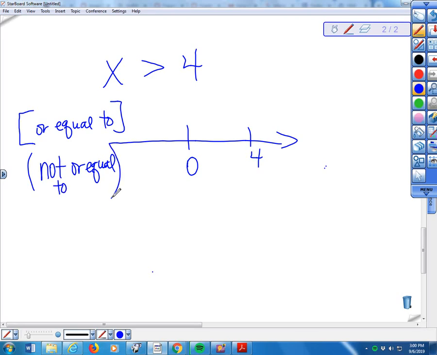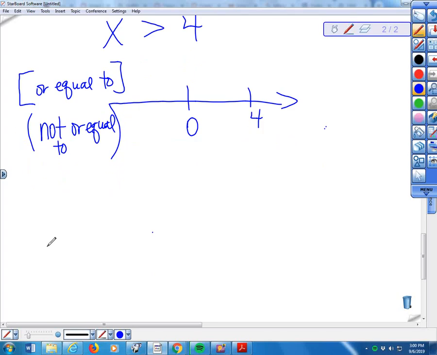Okay, and what I mean by that is, for me to graph x is greater than 4, I'm going to put an open circle at 4, right? And it's everything to the right of 4. Okay, for interval notation, I just start left to right. Because it's a not or equal to, it's going to be a parenthesis. Okay, it's going to start at 4, and it's going to go forever to the right.